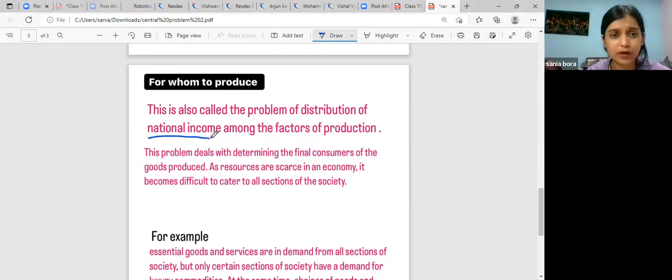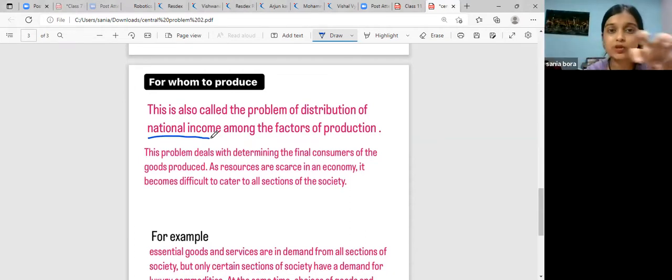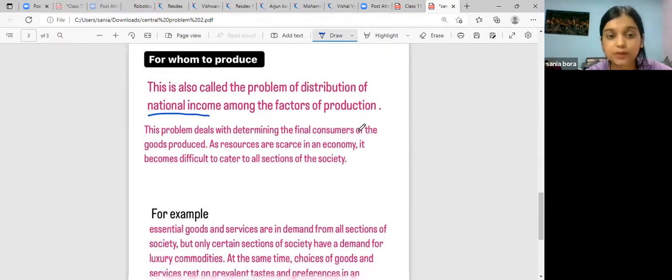Whatever you have produced, you'll be getting money, right? So whoever helped you in the production, you'll be distributing the national income among them. So this is also called the problem of distribution of national income among the factors of production. This problem deals with determining the final consumer of the goods produced. For example, you have produced everything. Now you have to find the final consumer who is going to eat it.